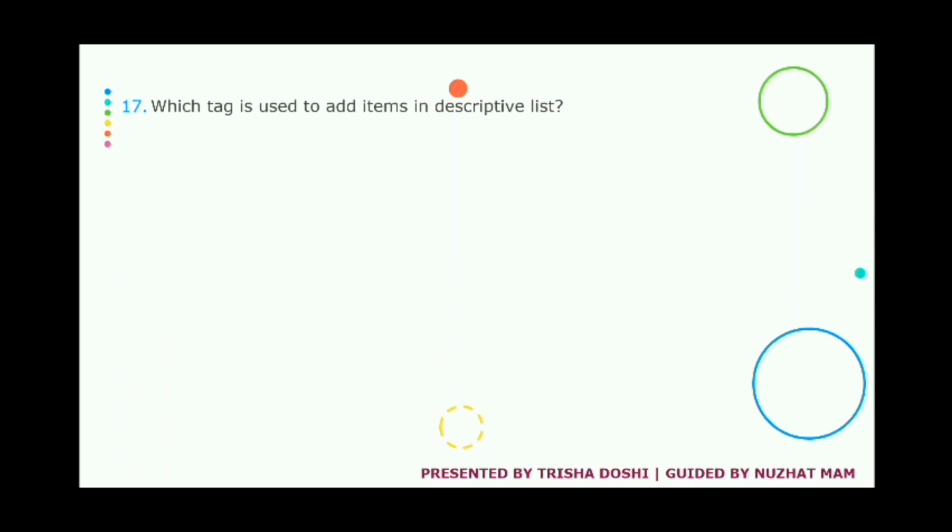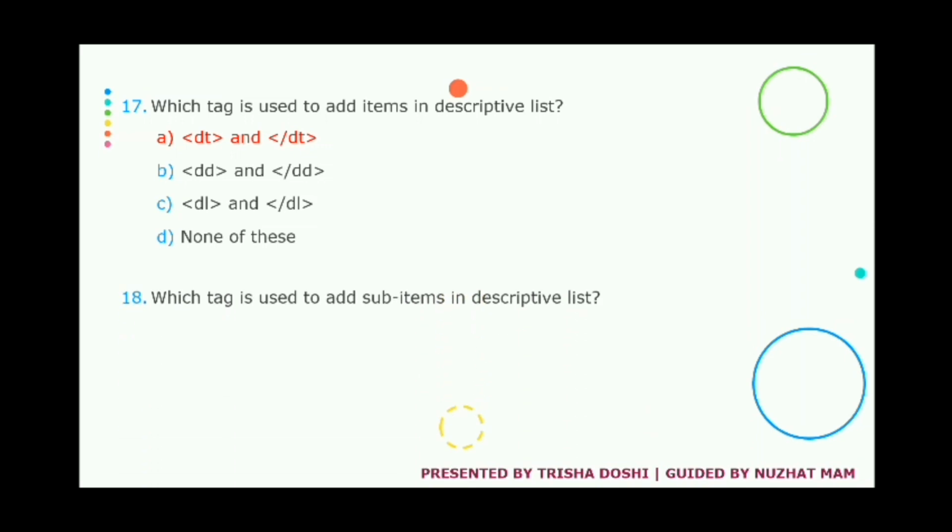Question 17. Which tag is used to add items in descriptive list? A. DT tag pair, B. DD tag pair, C. DL tag pair, D. None of this. The correct answer is A. DT tag pair.